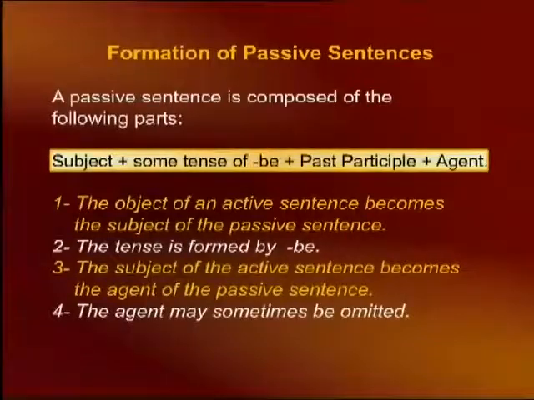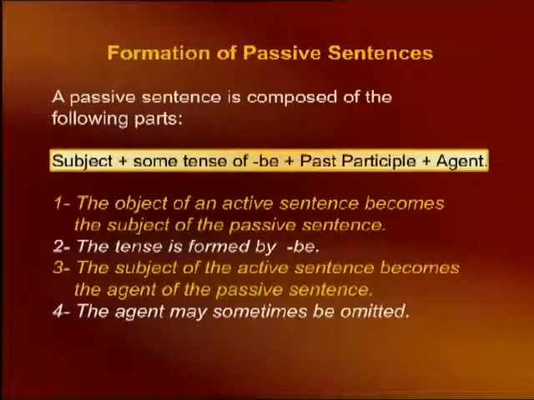The formation of passive sentences. A passive sentence is composed of the following parts: subject plus some tense of the be form of the verb plus the past participle plus agent. You have to keep in mind there are 4 things in the formation of the passive sentence. Number 1, the object of an active sentence becomes the subject of the passive sentence.